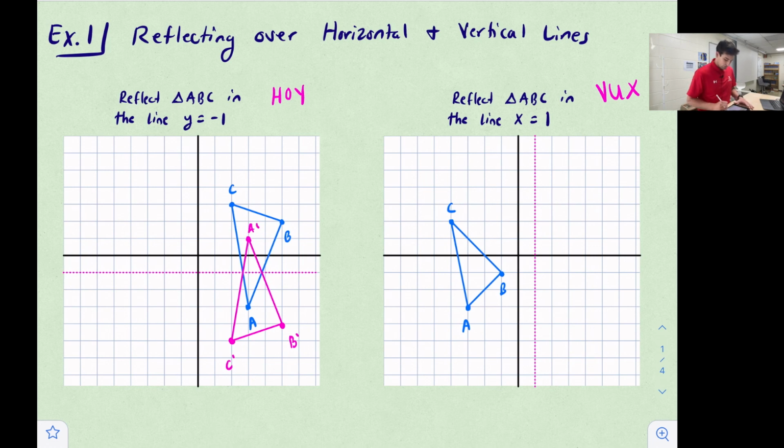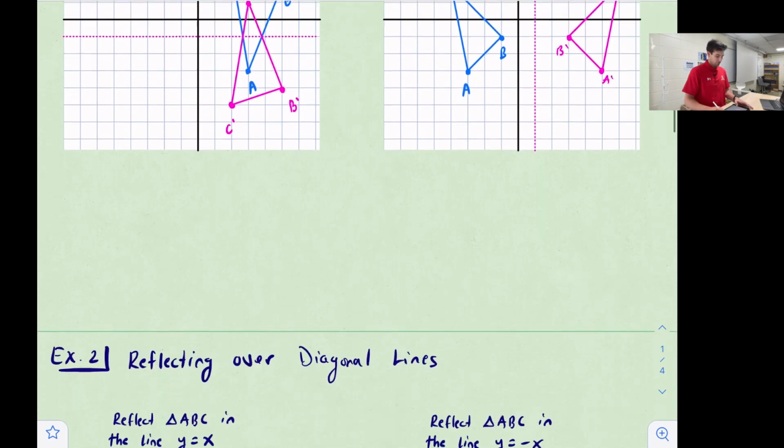A is 1, 2, 3, 4 to the left, so it'll be 1, 2, 3, 4 to the right, A prime. B is just 2 units to the left, so it'll be 2 units to the right. And C is 1, 2, 3, 4, 5 to the left, so 1, 2, 3, 4, 5 to the right. We'll connect our points, and we have our reflected shape. So that's reflecting over horizontal and vertical lines.